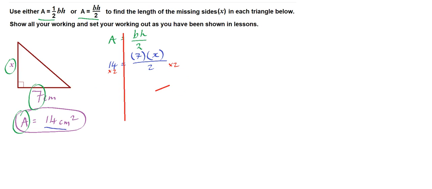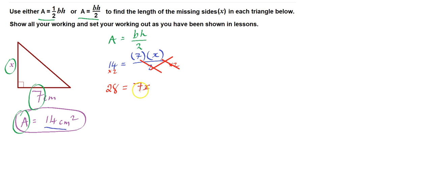Okay, so let's keep solving. If I divide by 2 and multiply by 2, that gets cancelled out. So that's gone. On the other side, 14 times 2 is 28. What's left on the right hand side is 7 times x. What is 7 times x? It is 7x. And now you can see I'm at a very simple one-step problem to solve for x.